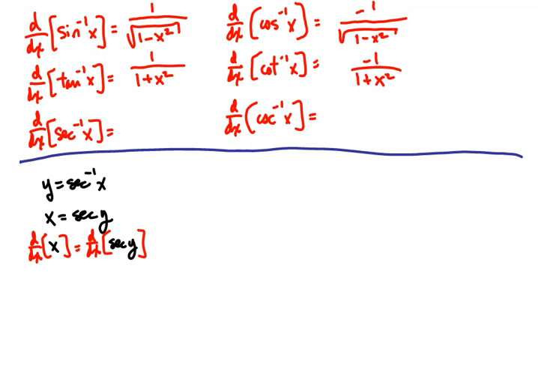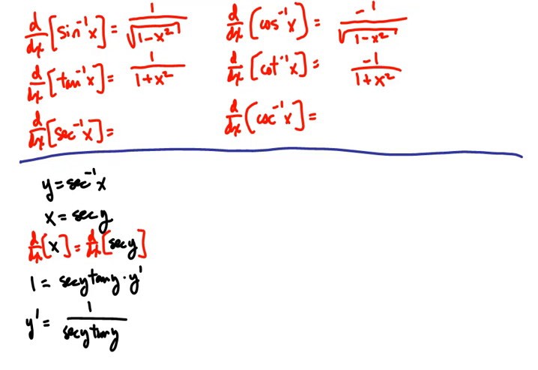Okay, and when we do that, we're going to get 1 on the left side, and the derivative of secant of y, if you recall, is secant y tangent y, and then we're going to have to multiply that by y prime because we're not differentiating with respect to y. And once again, when we solve for y prime, we're going to get 1 over secant y times tan y.